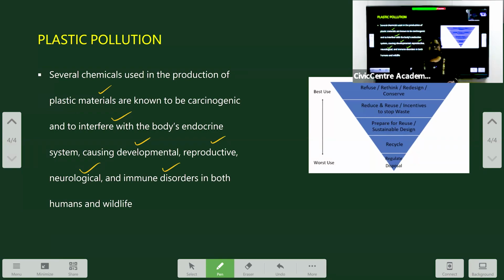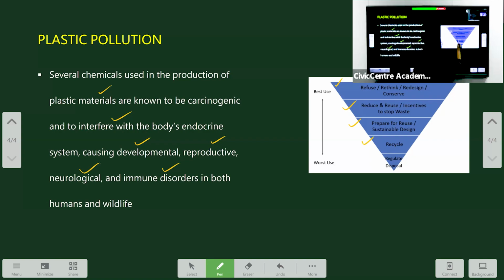So what can we do about it? The best thing to do is to refuse, rethink, restructure, and conserve, that is, avoid using plastic as much as possible. The second best thing that you can do is to reduce the use, or use alternatives and incentives to stop the waste. Next, you can reuse what you have used. So do not use single-use plastics. Instead, reuse the plastics that are there.